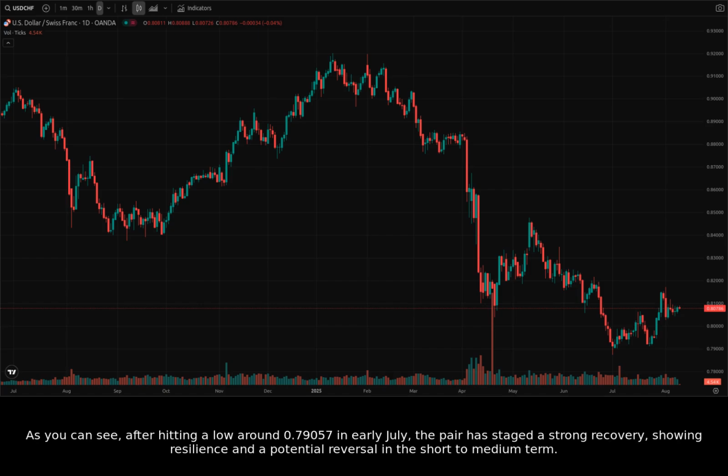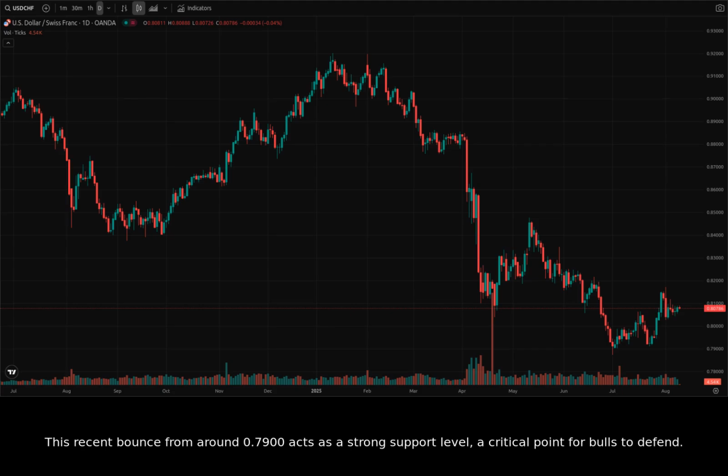As you can see, after hitting a low around 0.79057 in early July, the pair has staged a strong recovery, showing resilience and a potential reversal in the short to medium term. This recent bounce from around 0.7900 acts as a strong support level, a critical point for bulls to defend.